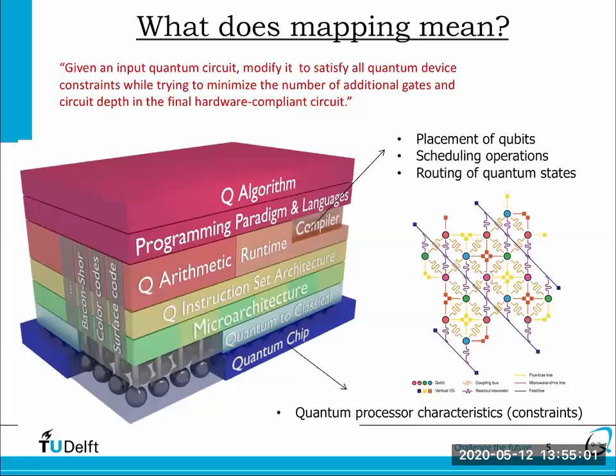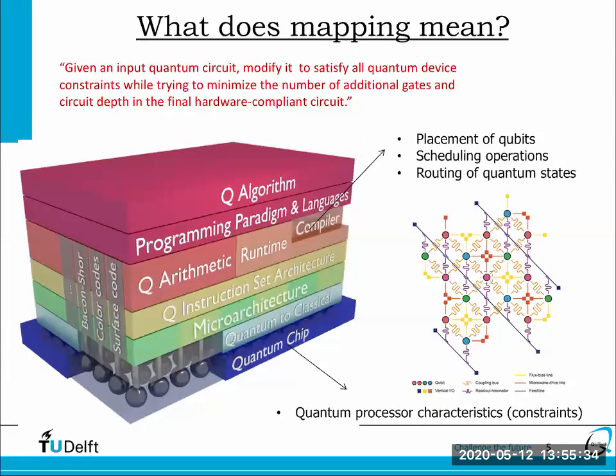As I just mentioned, the mapping process consists of three main steps: the placement of qubits, the scheduling of operations, and the routing of quantum states. Usually this is done in the quantum compiler. Remember in the second lecture, I think we discussed compilers, and this is one of the fundamental passes of the quantum compilers. And of course, those three steps that compose the mapping process depend on the quantum processor characteristics or the constraints of the processor.